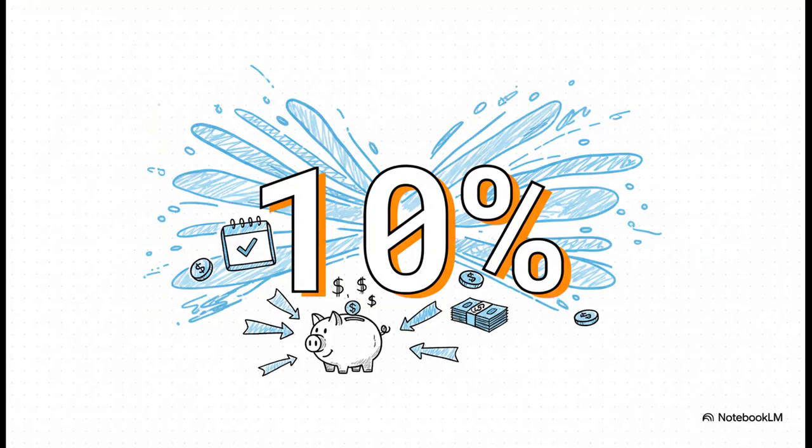Pretty much any annuity that's designed for growth has what's called a free withdrawal provision. What this means is you can usually take out up to 10% of your account's value every single year, completely free of any surrender charges from the company, even during that initial waiting period.